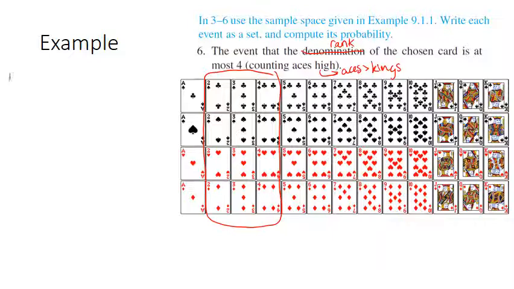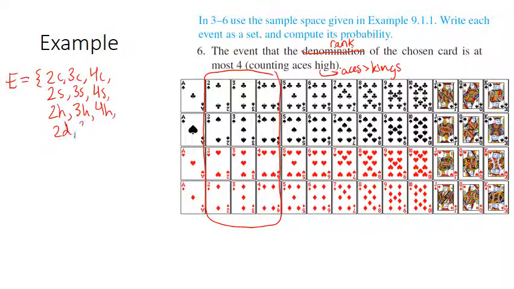Okay, so our event here is going to consist of the 2 of clubs, the 3 of clubs, and the 4 of clubs, the 2 of spades, the 3 of spades, and the 4 of spades, the 2 of hearts, the 3 of hearts, and the 4 of hearts, and then the 2 of diamonds, the 3 of diamonds, and the 4 of diamonds. Okay, so that seems to be 12 elements in the event. So the probability of this event is going to then be 12 over 52, which if you want to, you can reduce to 3 over 13.